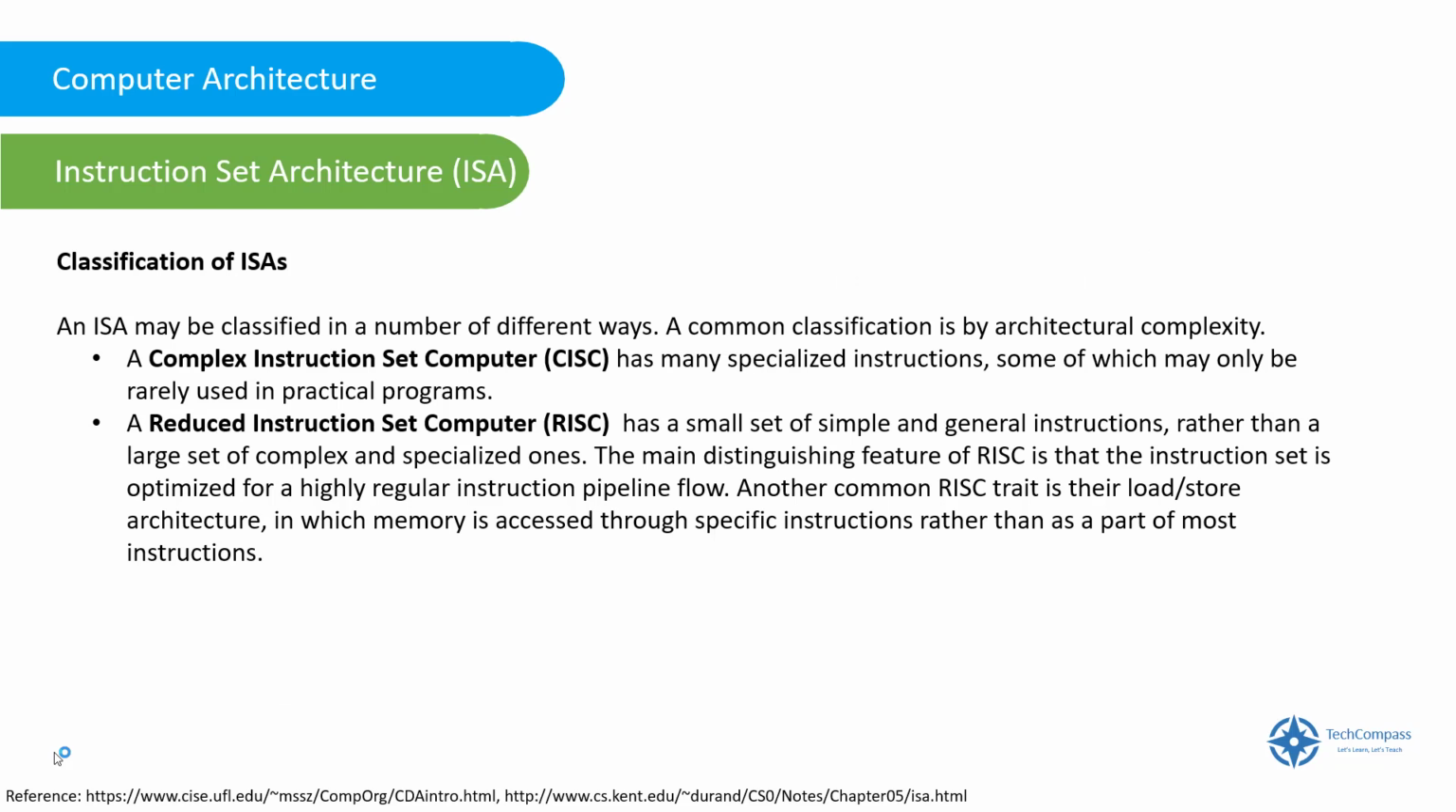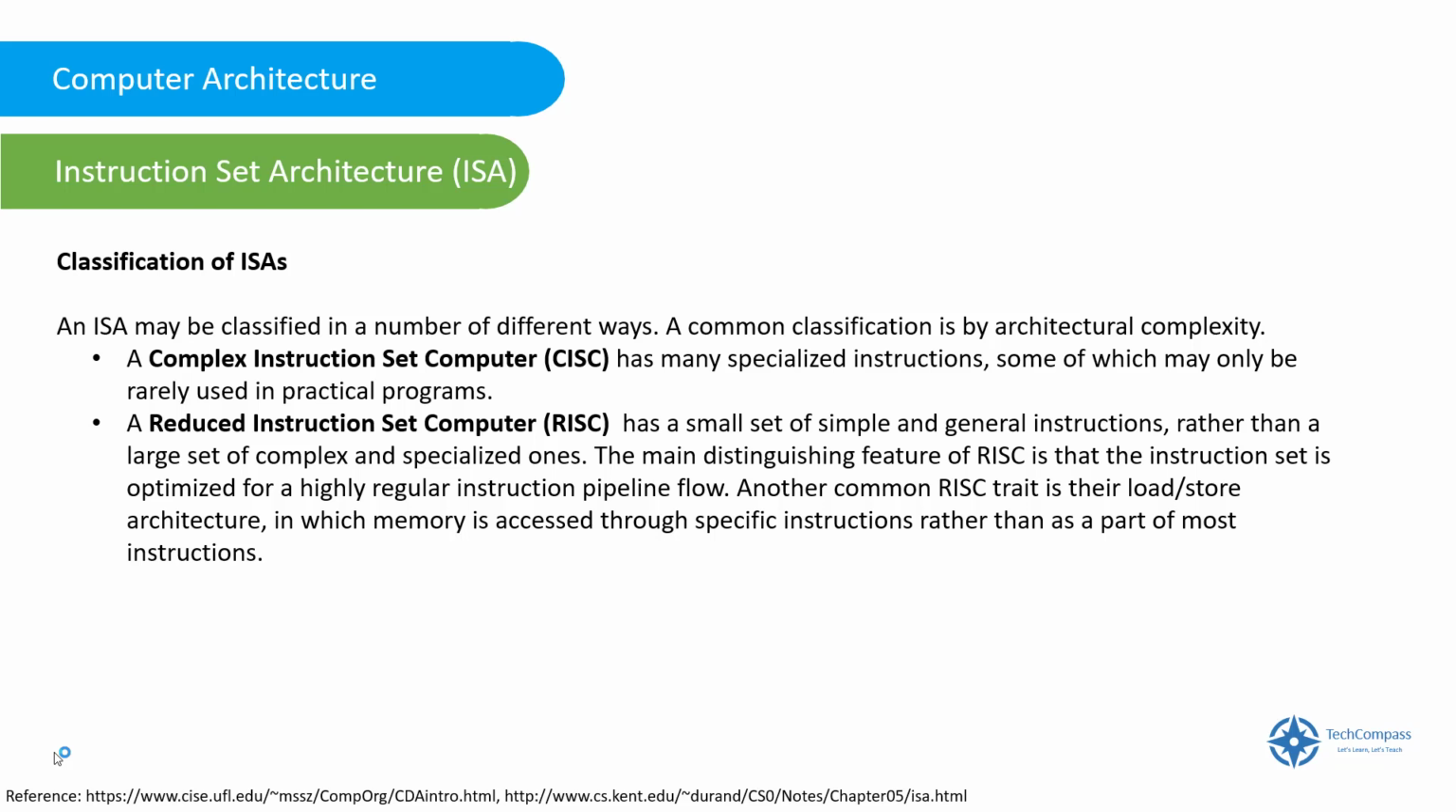Classification of ISAs. An ISA may be classified in a number of different ways. A common classification is by architectural complexity. There are mainly two architectures we usually discuss. One is CISC, another one is RISC.